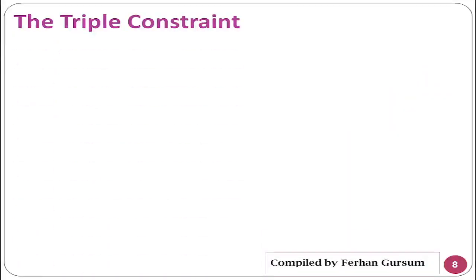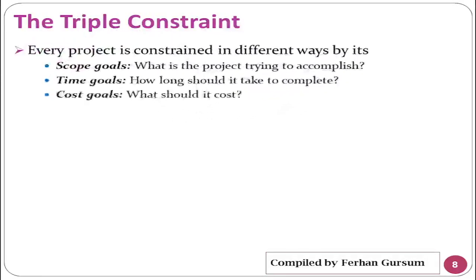Okay, when we come to the triple constraint, every project is constrained in different ways by its scope goals, time goals, and cost goals. When we say scope goals, what is the project trying to accomplish? When we say time goals, how long should it take to complete? When we say cost goals, what should it cost?